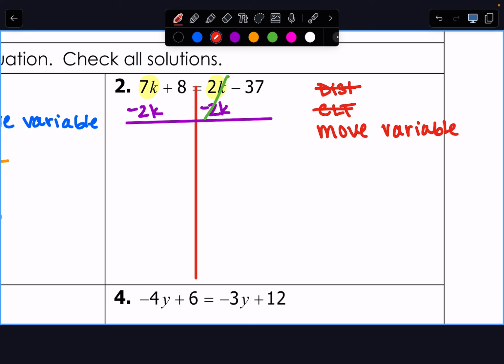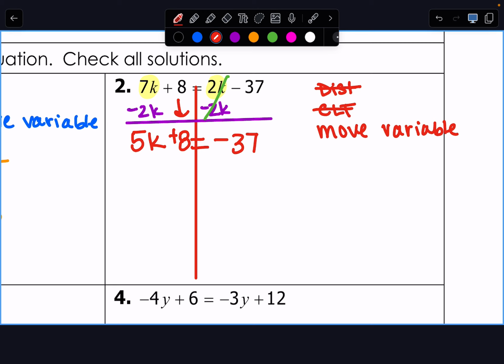Okay, and now we have, do you notice how I put the minus 2k with the 7k? I didn't write it right here. I wrote it right here so that my brain can process those together. 7k minus 2k would mean what? So we have 5k. We still have our plus 8. On the right side, our k's are gone. But what do we have on the right side? Be careful because that minus is still there. So we have a negative 37. I see that mistake a lot where we're dropping our minus or our negatives.